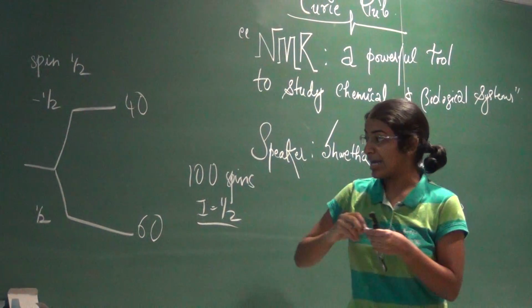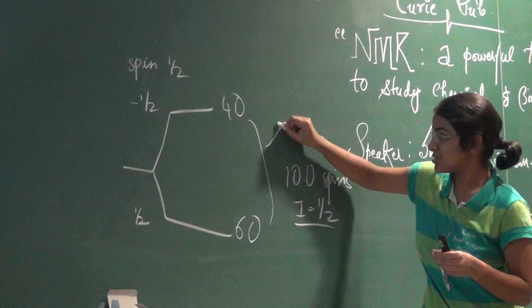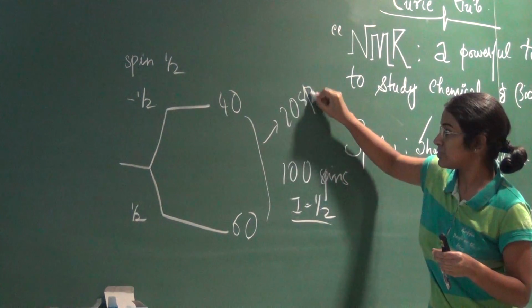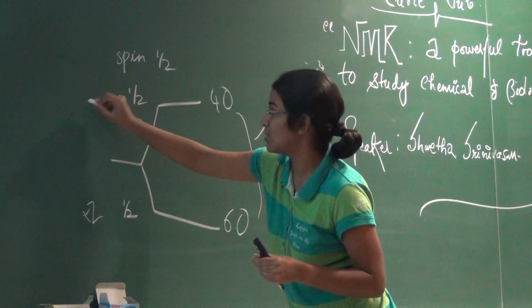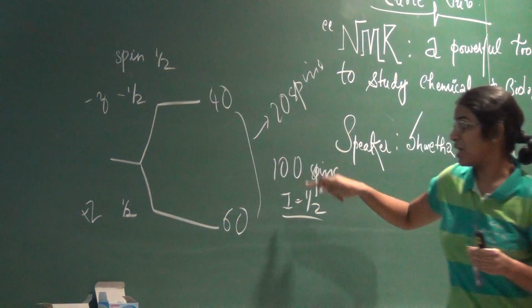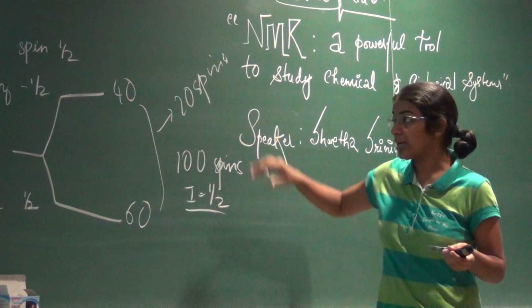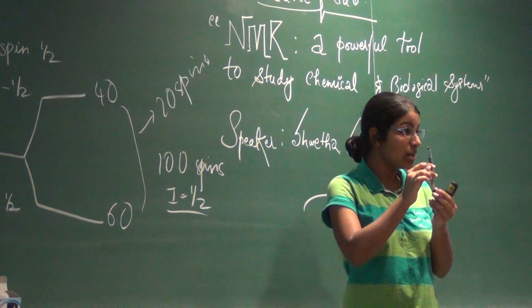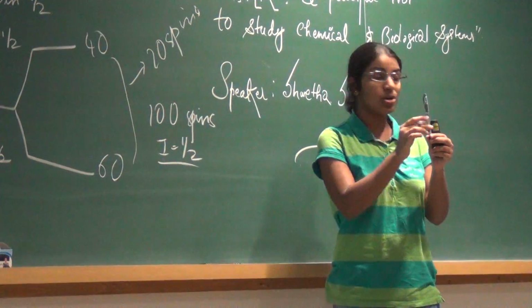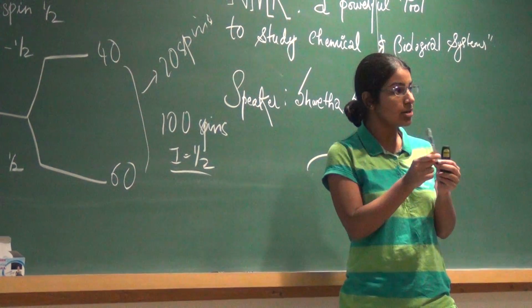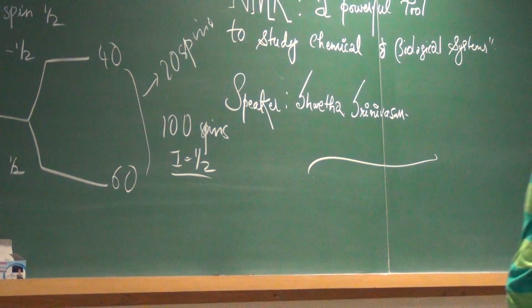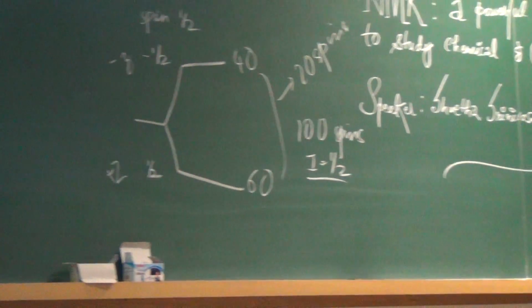Now if we see the net difference between these, it is about 20 spins. These are precessing about the positive z, and these are precessing about the negative z. So there is a difference of 20 spins. From this we come to know that the net magnetization of the sample is along the positive z, because there are more spins precessing about the positive z. This is something very important to understand.